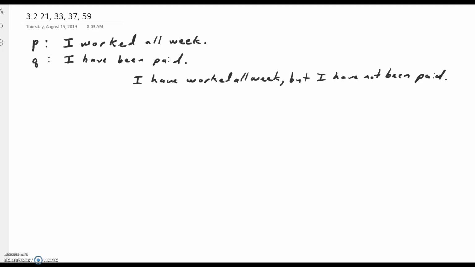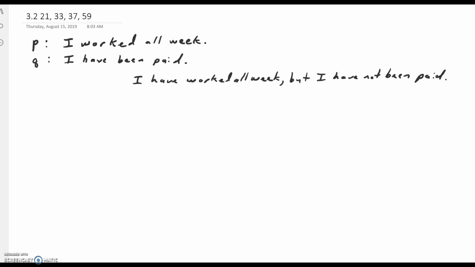In problem 21, we're asked to translate "I have worked all week, but I have not been paid" into symbolic form and then make a truth table. When you're translating it into symbolic form, you have to define what your symbols are going to mean. You have some choices. You can either make these statements in a positive fashion or a negative fashion. So I could put P, I worked all week, or P, I did not work all week. Q, I have been paid, or Q, I have not been paid.